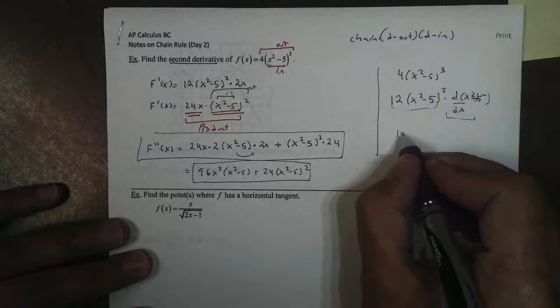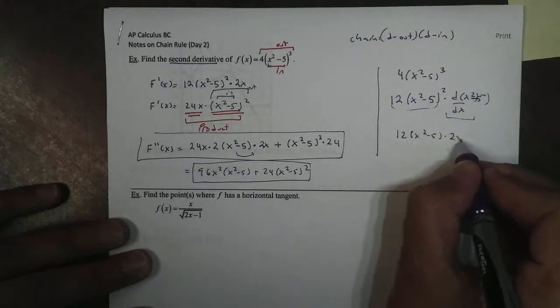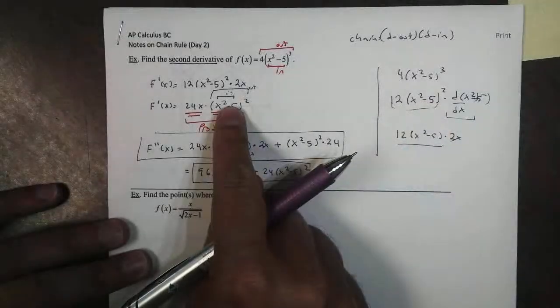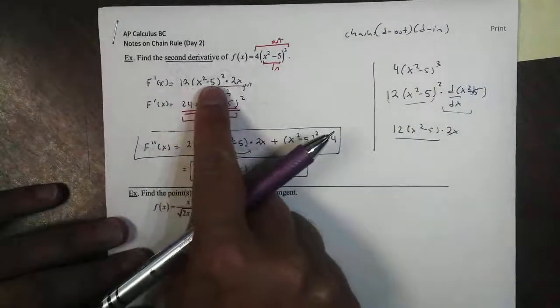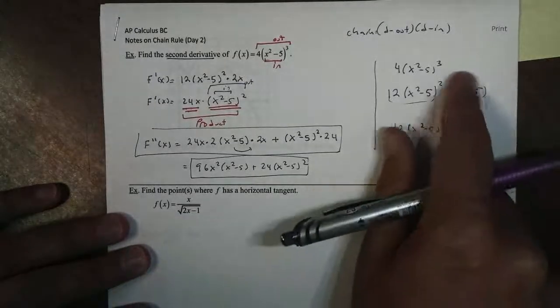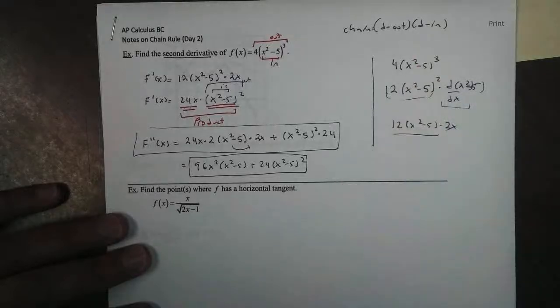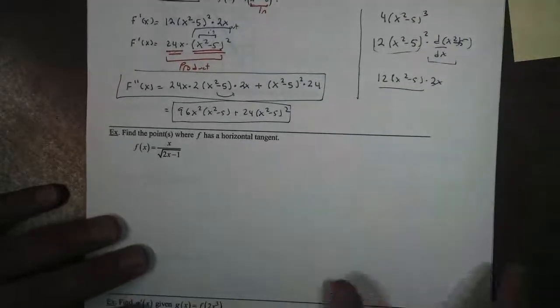And then they'll say, okay, it's just an extra step, so they'll go 12(x squared minus 5) times 2x. We get the same answer. All right, there it is. We get the same answer, but it takes an extra step for us. So you want to just be able to do it in your head. That's the whole goal. I mean, of all things to do in your head, this is what you want to be able to do.